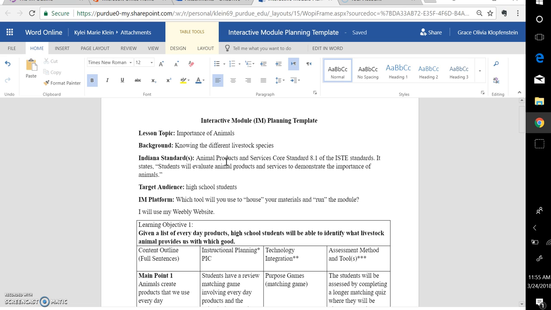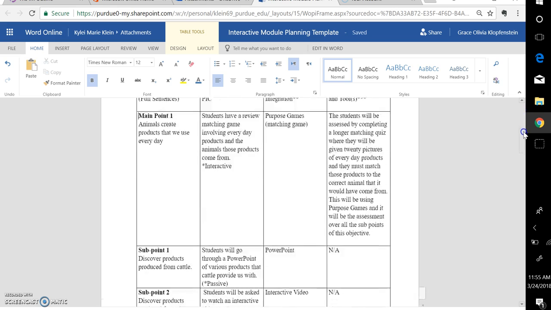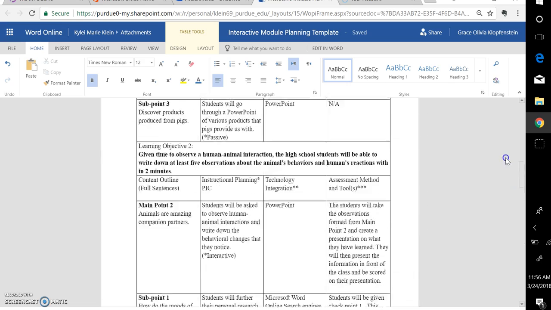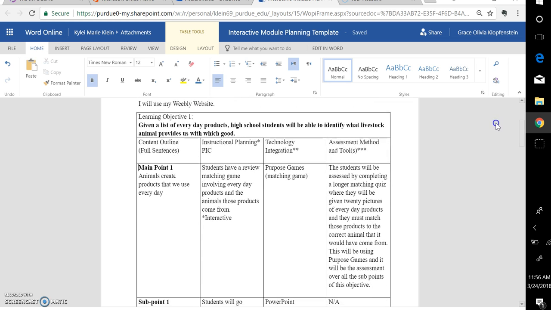It states, students will evaluate animal products and services to demonstrate the importance of animals. My target audience will be high school students, and my IM platform that I will be using for the entire interactive module will be the Weebly website. Now, under my State Standard 8.1, I have my template broken up into 3 major learning objectives, as you can see here, here, and here. In all of these 3 learning objectives, we have 3 separate subpoints under one main point. So we're going to get started with learning objective 1.